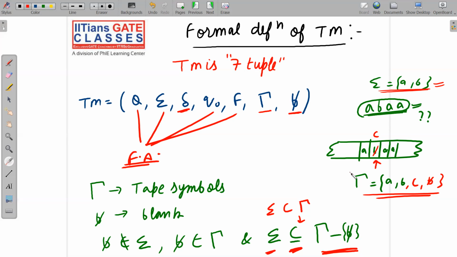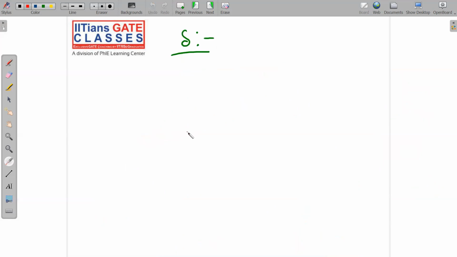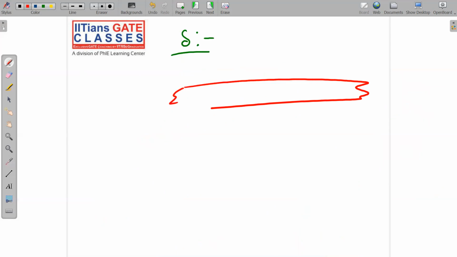Please do not dig deeper into this concept. This is a very basic concept, and I hope by now you all have got the idea about it. Okay, so let's move to the next slide. Please note it down carefully. Now the only thing left is delta. So let me show you something. Delta. Okay, see here carefully.